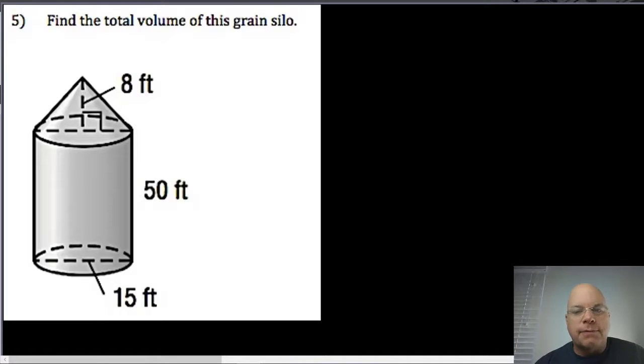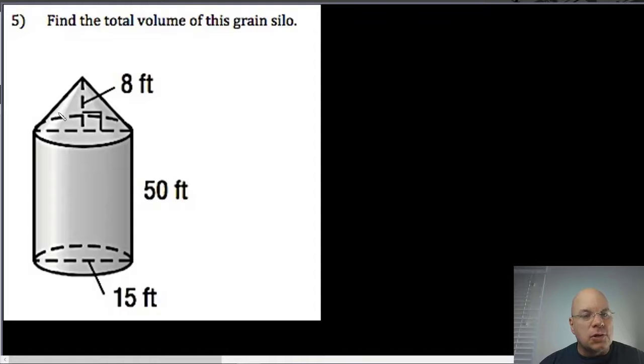Today we practiced finding volume of pyramids and cones, and we learned that it's not that different than finding volume of prisms and cylinders. There's just a factor of 1/3 because the volume of a cone or a pyramid is 1/3 the volume of a prism or cylinder with that same base shape.